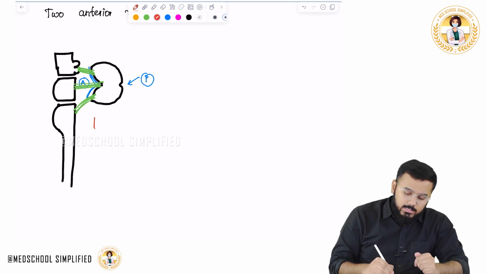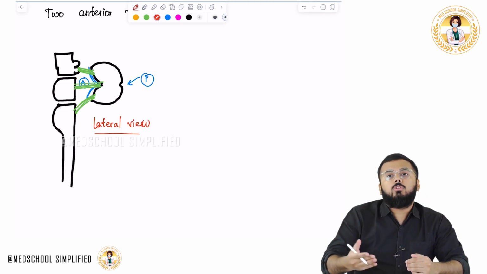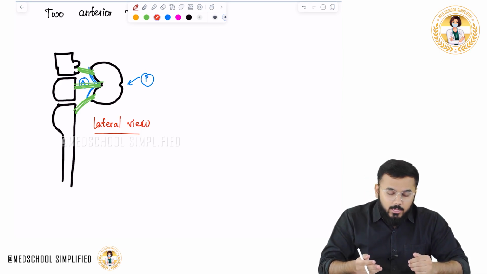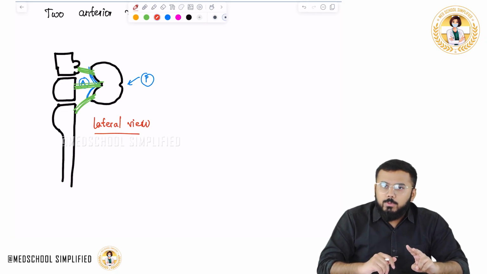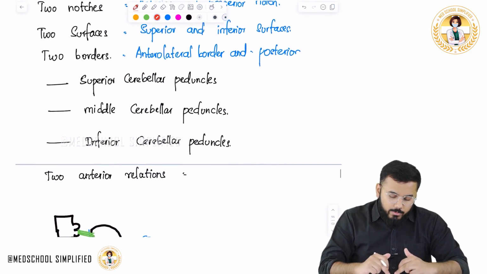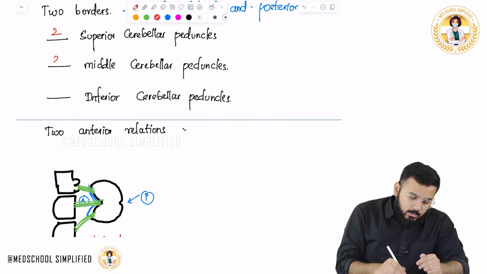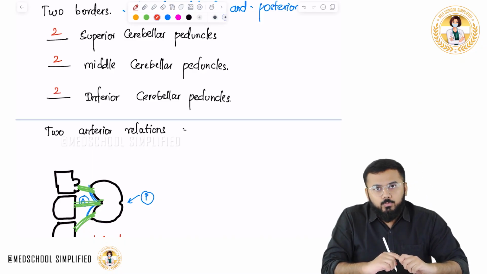Now, this is a lateral view. The same cerebellar peduncles are also located on the opposite side. Yes or no? On the back of this also, they are located. So, every cerebellar peduncle is in a pair. There are two superior cerebellar peduncles, two middle cerebellar peduncles, and two inferior cerebellar peduncles. So, how many superior cerebellar peduncles are there? 2. Middle cerebellar peduncles are also 2. And inferior cerebellar peduncles are also 2.